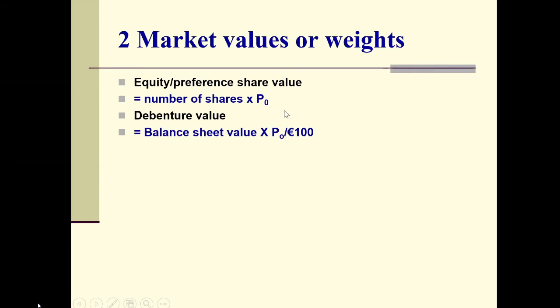It's an easy way of doing it, and I'll show you with an example in a second. But you just simply take what did the company actually borrow originally? That's in the balance sheet, the amount they borrowed, and multiply it by its current trading price over 100, because the nominal value is always 100.